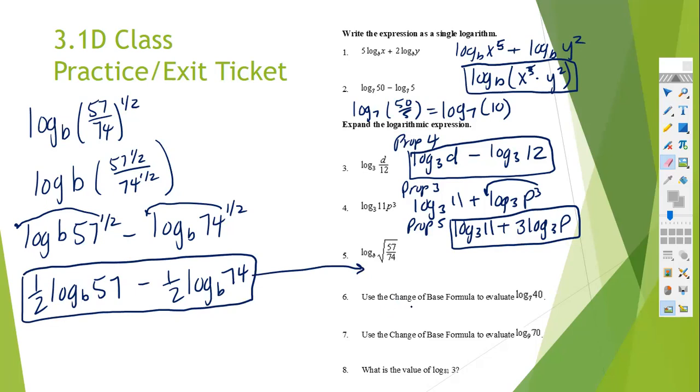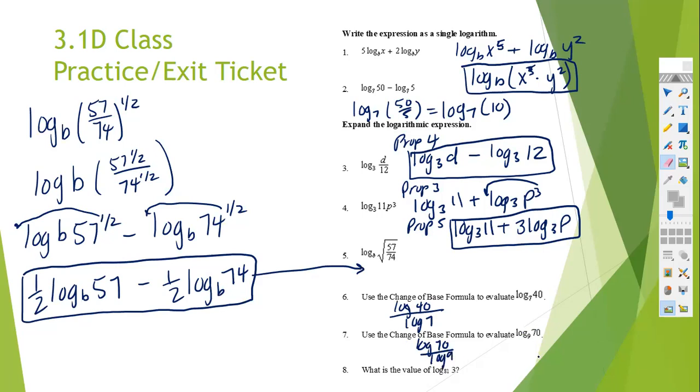All right. Now change base formula, just reminding you that your argument is the log of the numerator and your base is the log of your denominator. So we would have log 40 over log 7. Okay. Same thing here. Your numerator is the log of your argument. Your denominator is the log of your base. So we have log 70 over log 9.